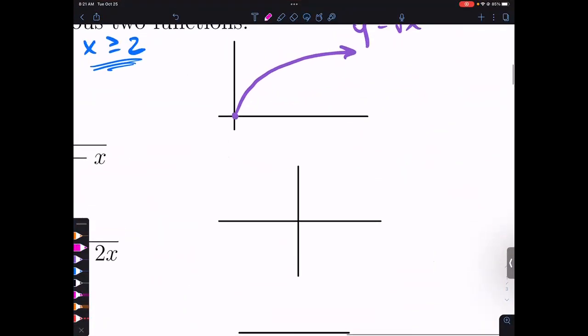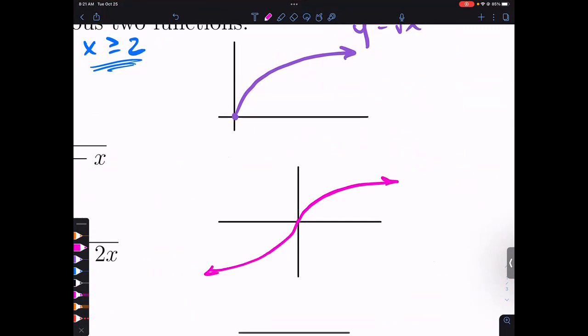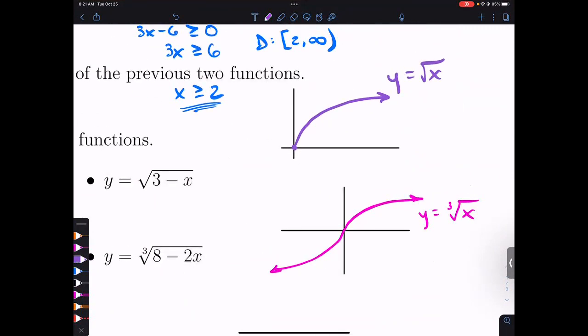So that's the cube root function. The square root is defined from 0 to infinity. The cube root is defined everywhere.